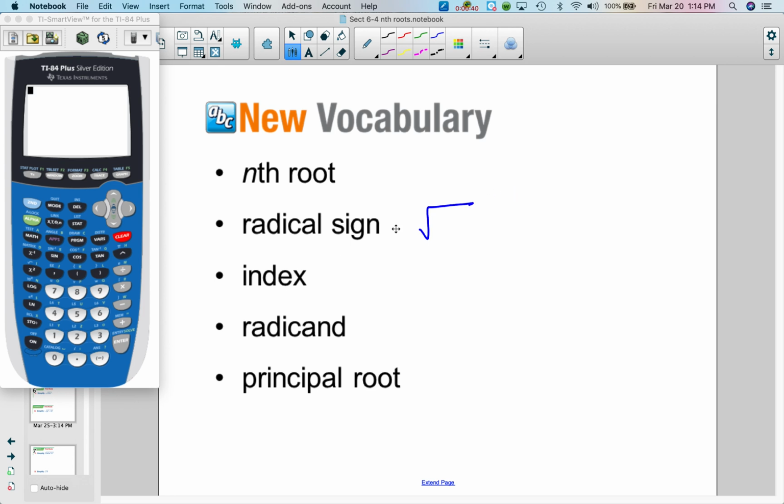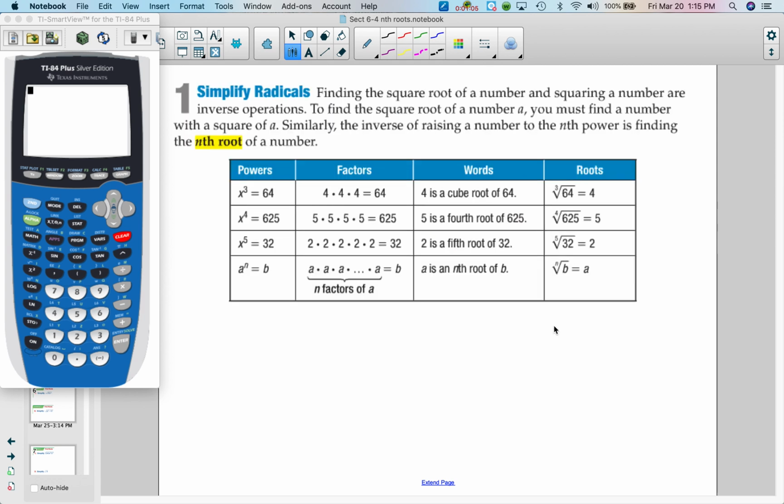When you have an index value, the index value is whatever goes in this spot right here. So for example, maybe you were going to take the fourth root of something. Then that index value would be a 4. The radicand is what's underneath here. So maybe you're taking the fourth root of 81. And the principal root we will talk about when we get to a problem like that.